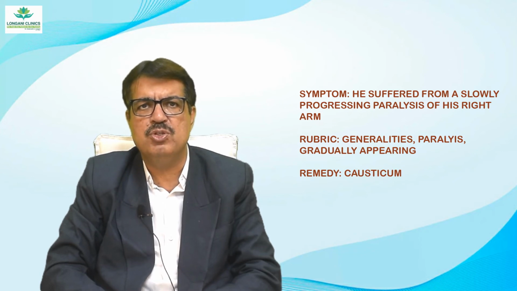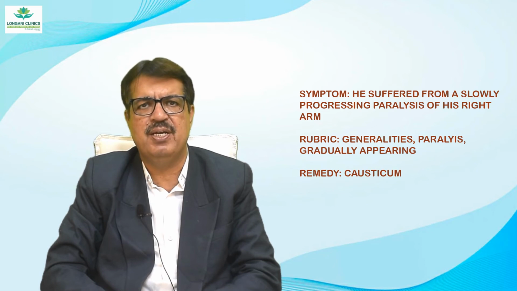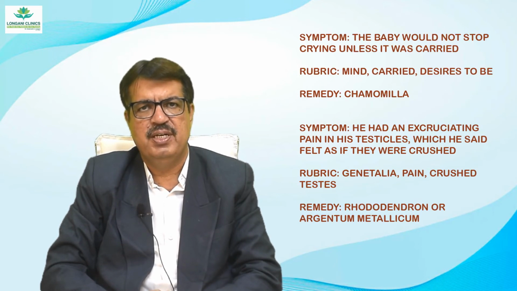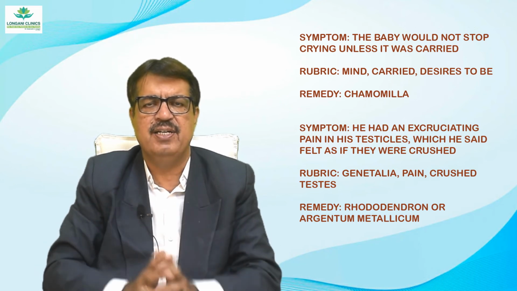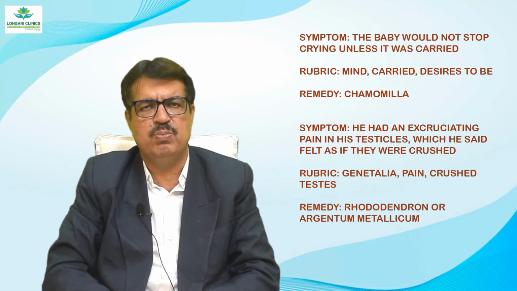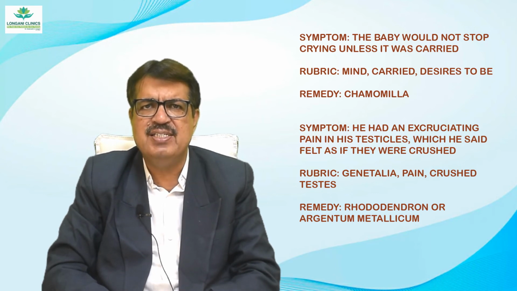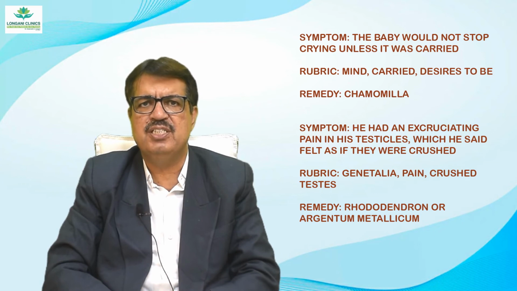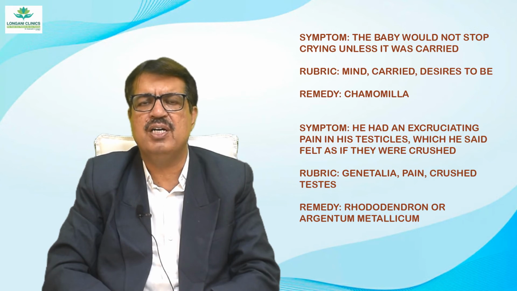Next symptom: he suffered from a slowly progressing paralysis of his right arm. The rubric, generalities, paralysis, gradually appearing. The medicine is Causticum. Next symptom: the baby would not stop crying unless it was carried. The rubric, mind, carried, desire to be. The remedy is Chamomilla. Symptom: he had an excruciating pain in his testicles which he said felt as if they were crushed. The rubric, genitalia, pain, crushed, testes. The remedy is Rhododendron or Argentum metallicum.